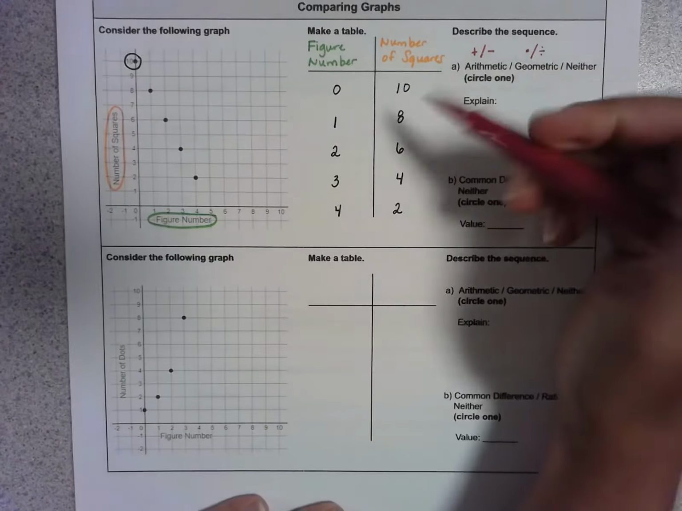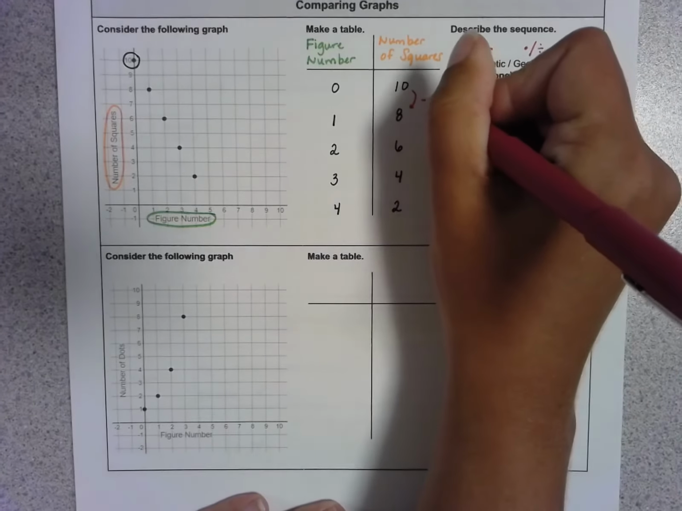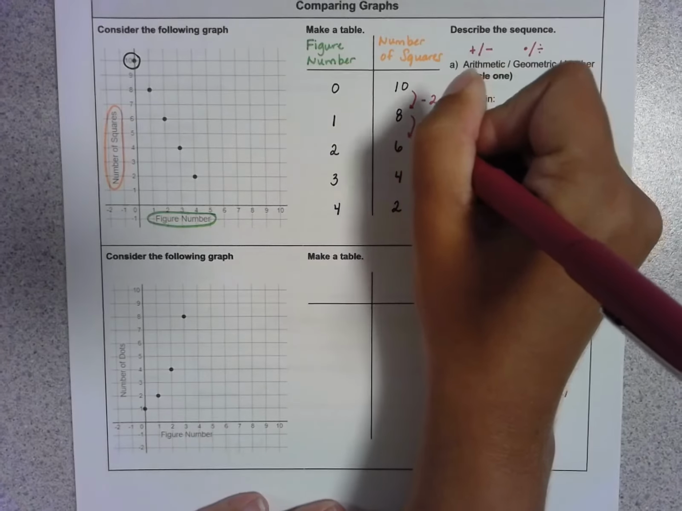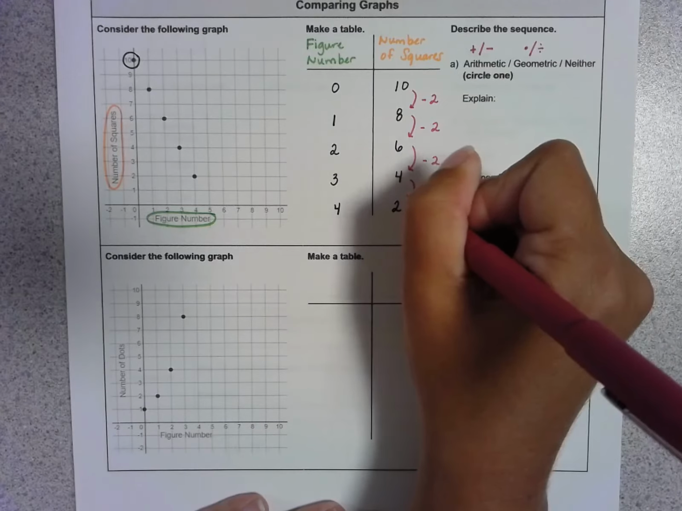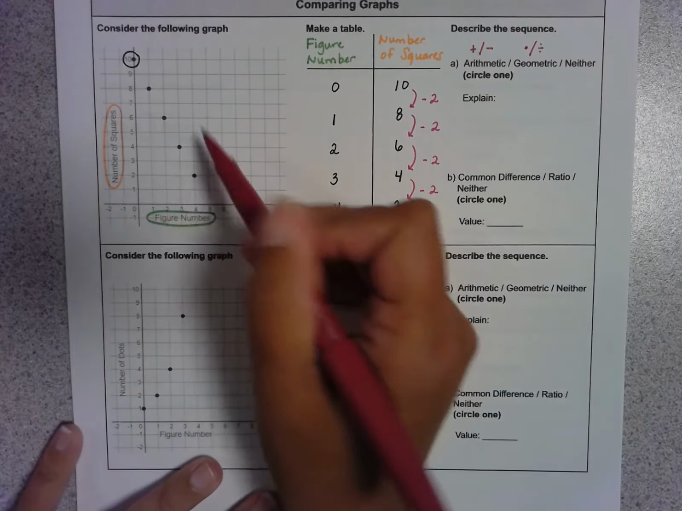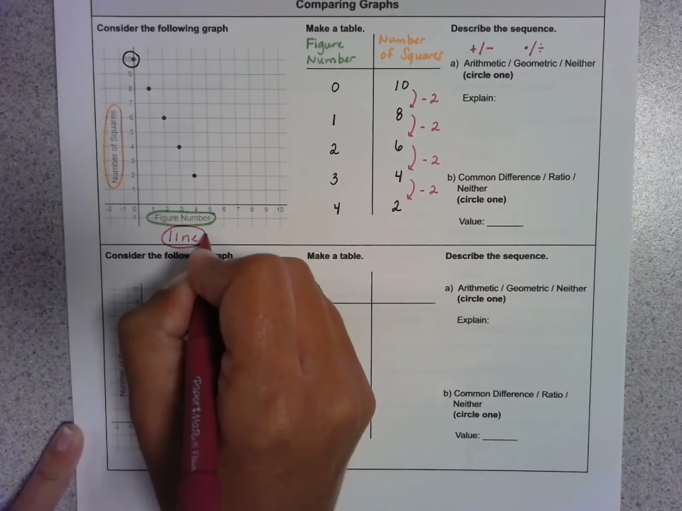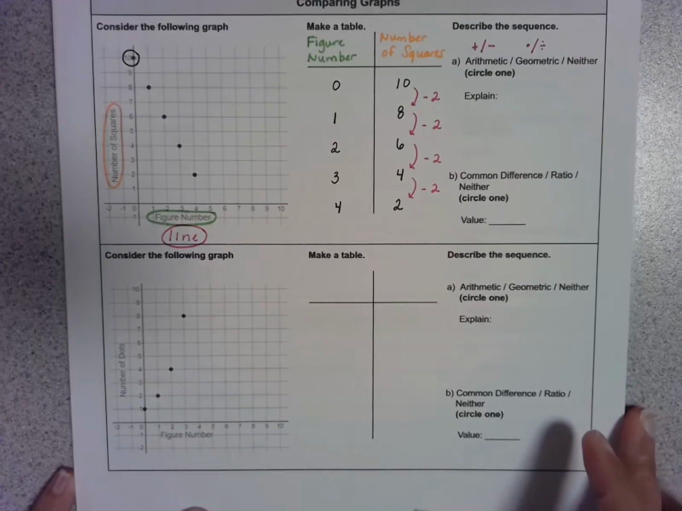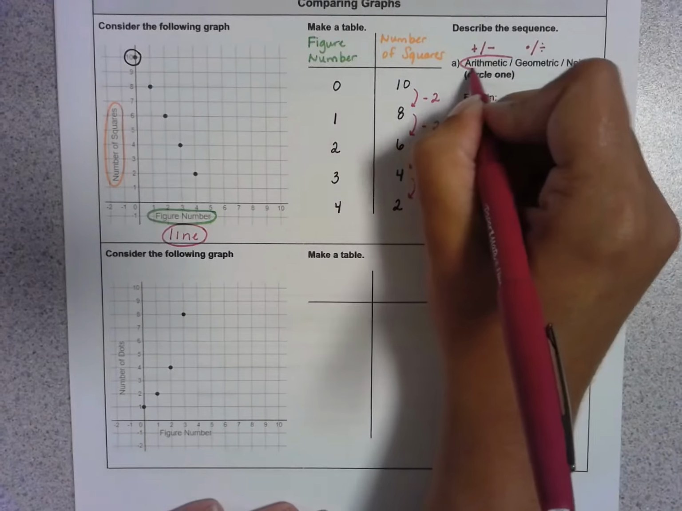In this table, I can see that in the y column, the pattern seems to be that we are subtracting 2 each time as we move down the table. So 10 minus 2 is 8, 8 minus 2 is 6, 6 minus 2 is 4, 4 minus 2 is 2. We can also see that the graph looks like a line. If I were to connect those dots, they would be in a straight line. Based on both of those pieces of information, I can say that this sequence is arithmetic.